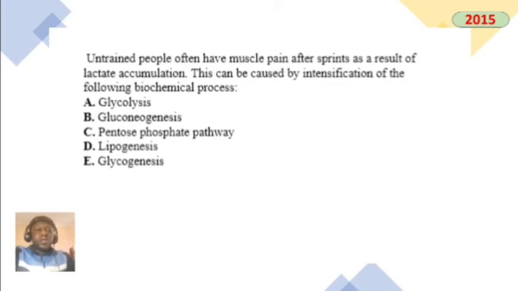Untrained people often have muscle pain after sprains as a result of accumulation of lactic acid, or lactate. This can be caused by intensification of the following biochemical process, right? This process is actually anaerobic glycolysis, which increases the amount of lactic acid. In the path of glycolysis, if there is oxygen, the pyruvate will enter the mitochondria, and in the intermediate process it will be converted into acetyl-CoA, and then into the Krebs cycle, right? But if oxygen is not available, it will be converted into lactic acid. So in these untrained people, there will be accumulation of lactic acid. But the question was simple. The answer is glycolysis.